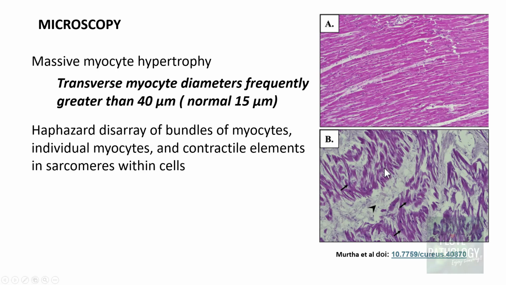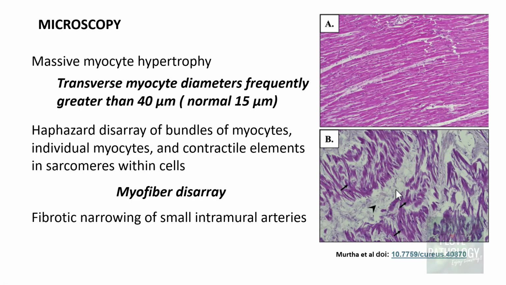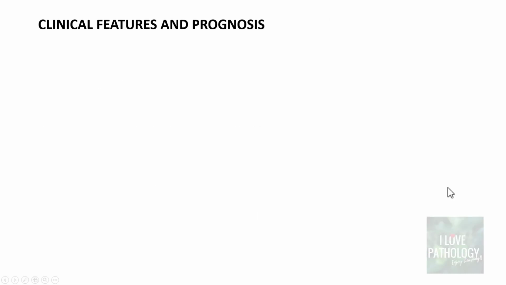And the characteristic feature is that you find this haphazard disarray of bundles of myocytes. It can be disarray of the individual myocytes and contractile elements within the sarcomeres in all these myocytes. And this is referred to as myofiber disarray, a very characteristic feature of hypertrophic cardiomyopathy. Sometimes you can find fibrotic narrowing of the small intramural arteries, and also you can see there will be fibrosis in the interstitium. Okay, this is called interstitial and replacement fibrosis. So these are the characteristic microscopic features of hypertrophic cardiomyopathy.